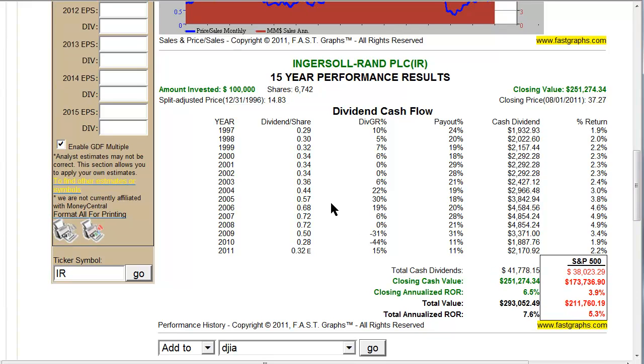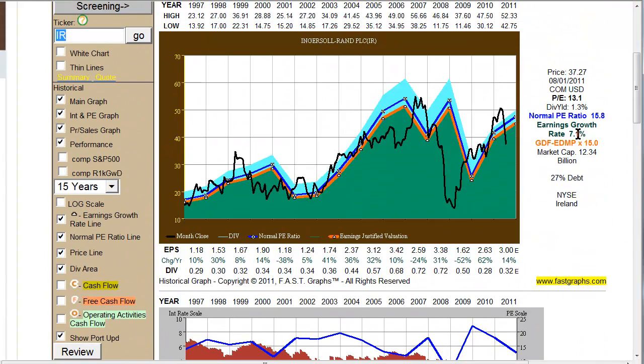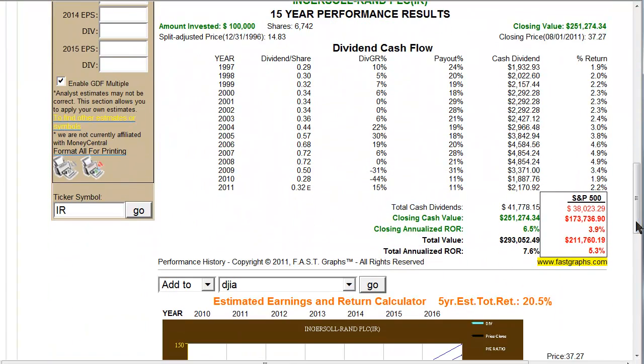We see a couple of things. Number one is they generated a 6.5% compounded rate of return, which is actually very close to the 7.1% earnings growth that the company achieved, because valuations were pretty much in line. A $100,000 investment would have grown to $251,000. That would have outproduced the S&P 500 over the same time frame, and it also paid out a very generous amount of dividends, more than the average company, $41,778 versus $38,000 in the S&P.